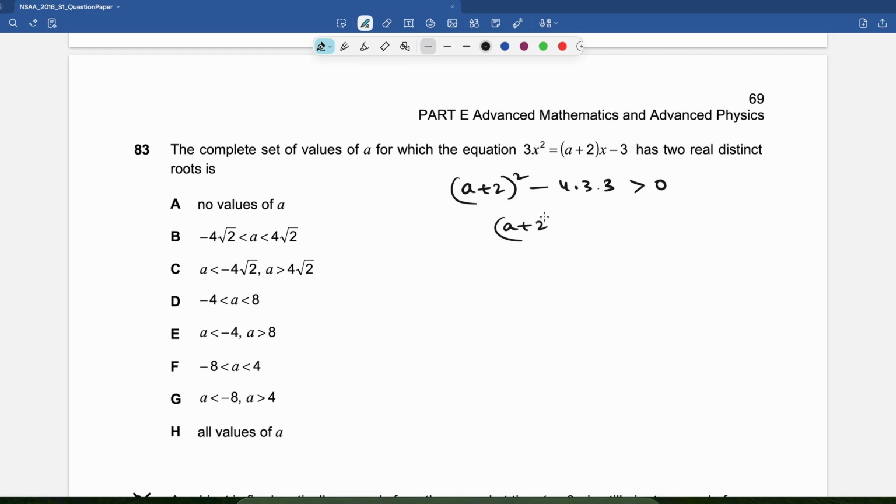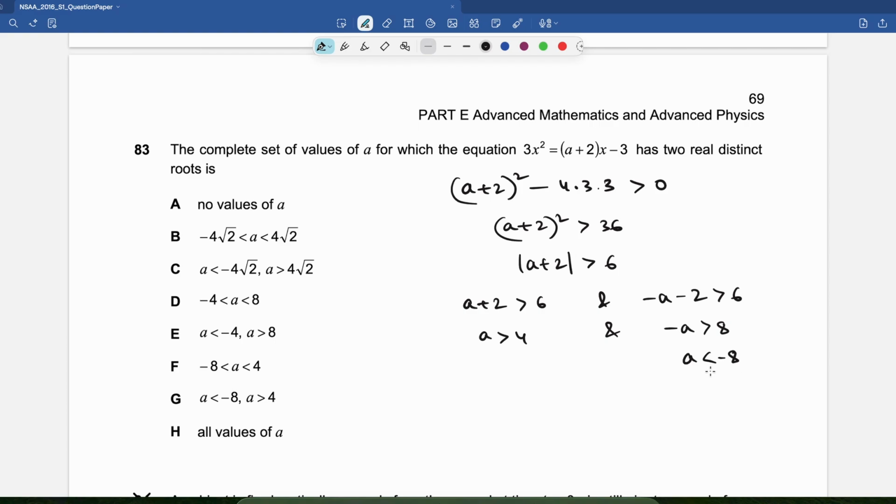That means a plus 2 whole square is greater than 36, which means mod a plus 2 is greater than 6, which means a plus 2 is greater than 6 and minus a minus 2 is greater than 6. So this means a is greater than 4 and minus a is greater than 8, or a is less than minus 8. So a less than minus 8 or greater than 4. I can see that it is option G.